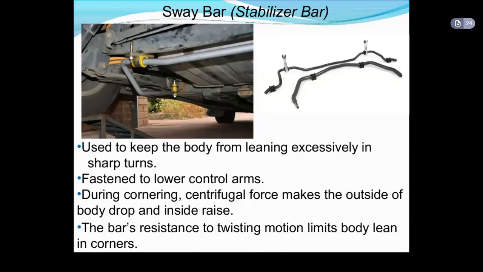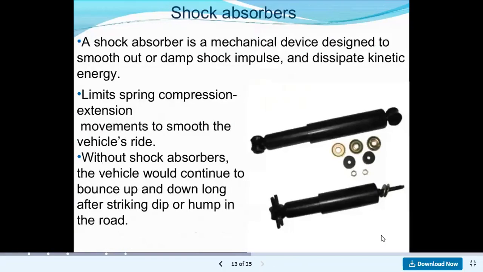During cornering, centrifugal force makes the outside of the body drop and the inside raise. The bar's resistance to twisting motion limits body lean in corners.